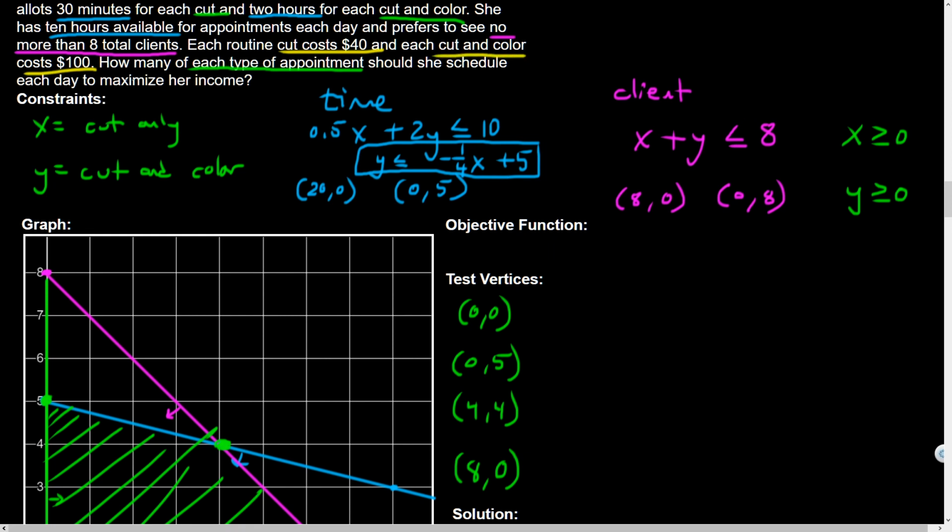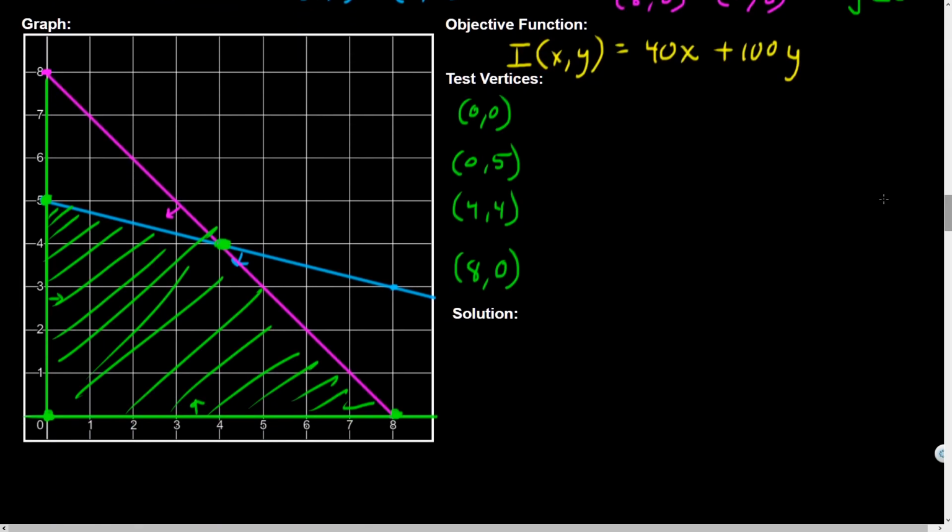So maximize her income. Technically it's revenue, but they use the word income, so I'll write a capital I. I of x comma y is equal to, she's making 40 for every x and 100 for every y. This is the objective function, and I'm trying to maximize it. I want the largest possible to come out of this. Let's plug in these vertices and see what happens.